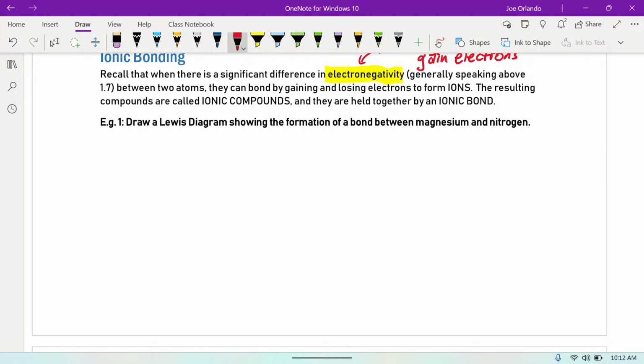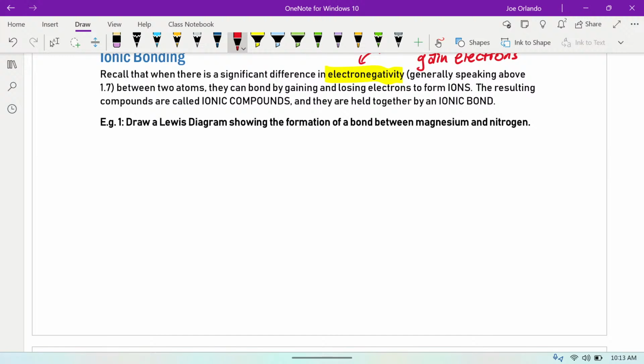How we doing? Good. All right, talk to me, team. What's happening here? Okay, listen, if you don't have a constructive answer, you don't have to answer. One of the options is just nothing. So yeah, talk to me. What's happening here? We want to show a bond between magnesium and nitrogen.